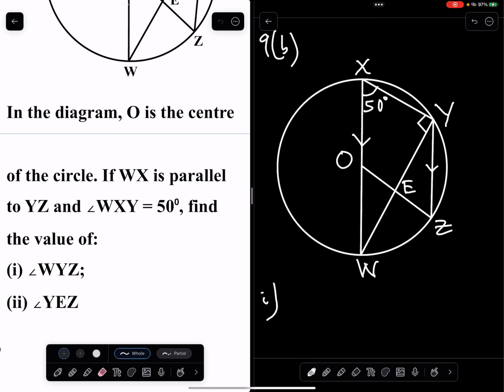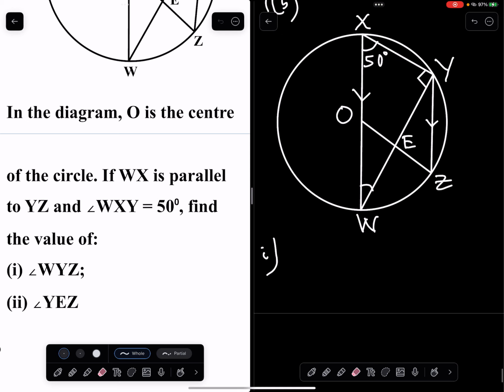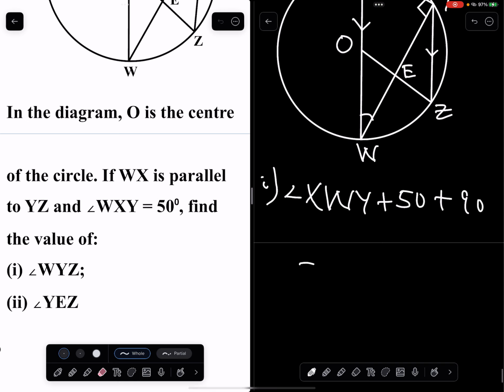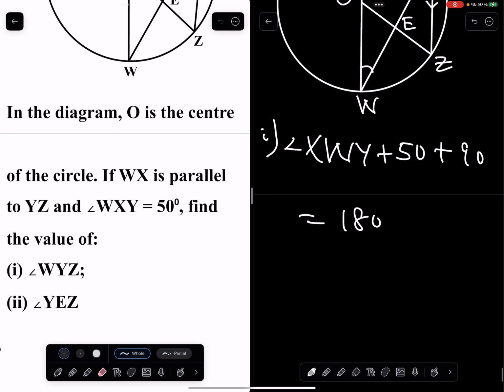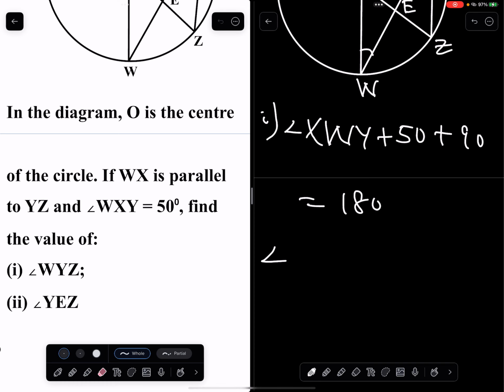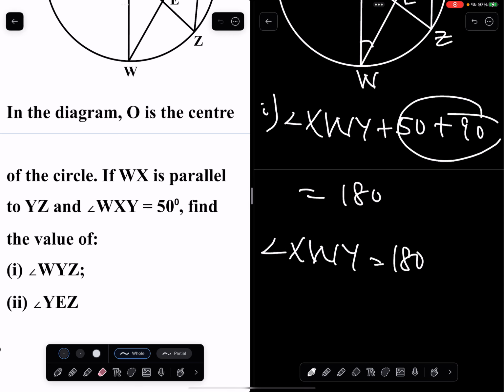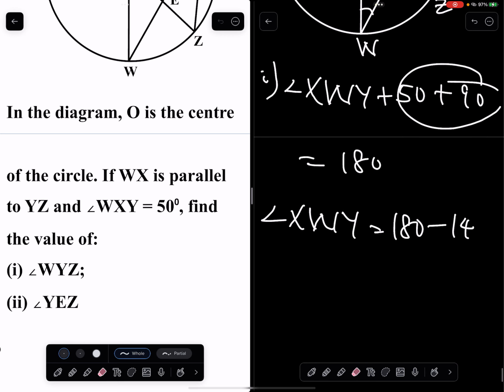That's the first one. So what do we do? If this is 50 degrees and this is 90 degrees, that means this angle is going to be 180 minus the sum of 50 and 90. So angle XWY plus 50 plus 90 equals 180 degrees. That's in triangle WXY. And that simply means angle XWY will be 50 plus 90 is 140. So that's going to be 180 minus 140, which is equal to 40 degrees.